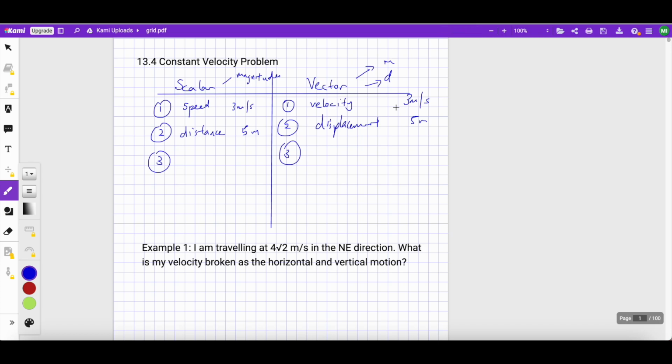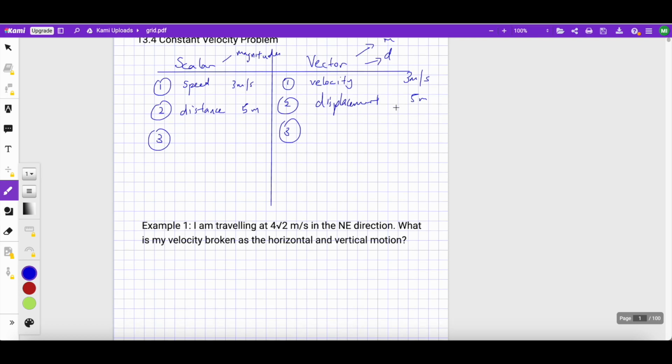So the whole idea of constant velocity problems is that we are able to find out the position of a particle or an object at any given time, assuming that we know the velocity, and that velocity is constant. If it's not constant, then it's a bit more difficult to solve. We may need to use calculus. But at your level, we will assume constant velocity.